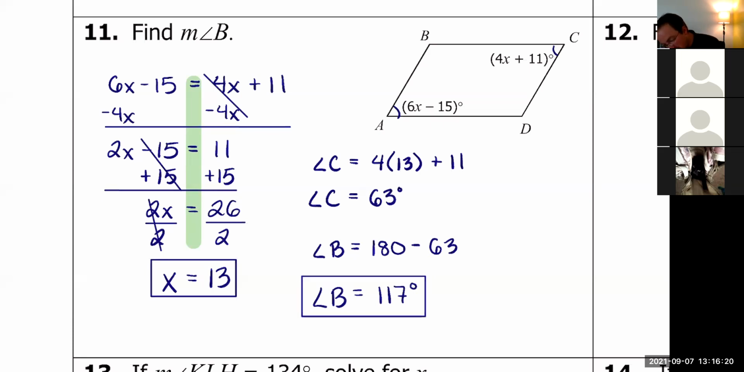Now, the picky part of my brain is saying, technically, I need to put a dashed line around X equals 13. That technically wasn't what we were looking for, but we needed it to find where we were headed.